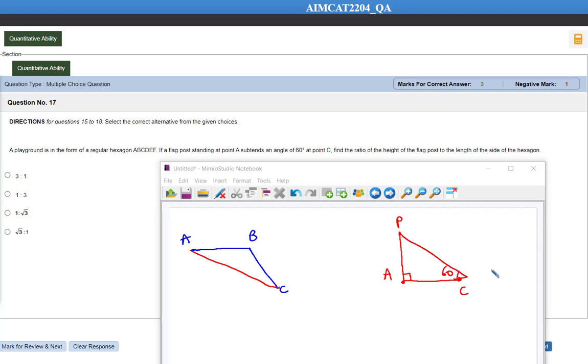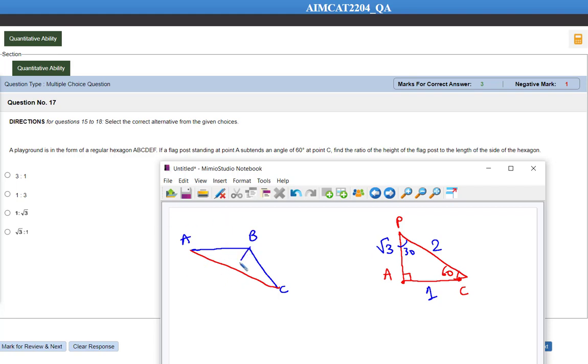We need to find the ratio, so we can assume the number. In this triangle, let's take the hypotenuse as 2. The side opposite to 60 degrees becomes how much? Root 3 by 2 into hypotenuse, that is root 3. The side opposite to 30 degrees is half of the hypotenuse, so AC becomes 1. From this calculation the height of the flag post becomes root 3. Now we are supposed to find the side of the hexagon. Over here we got PA equal to root 3, and AC is equal to 1.